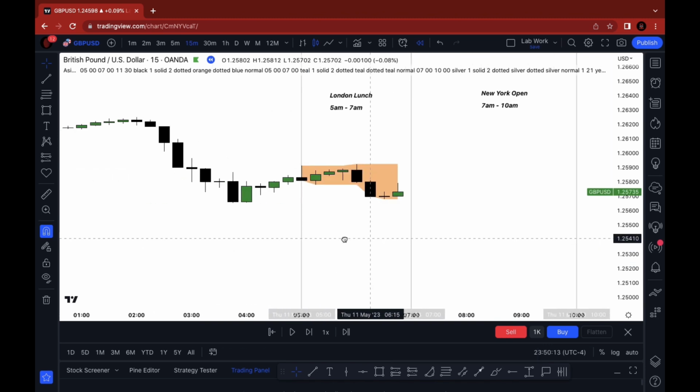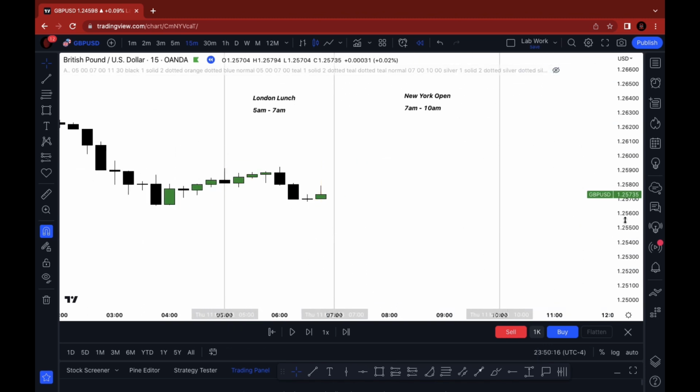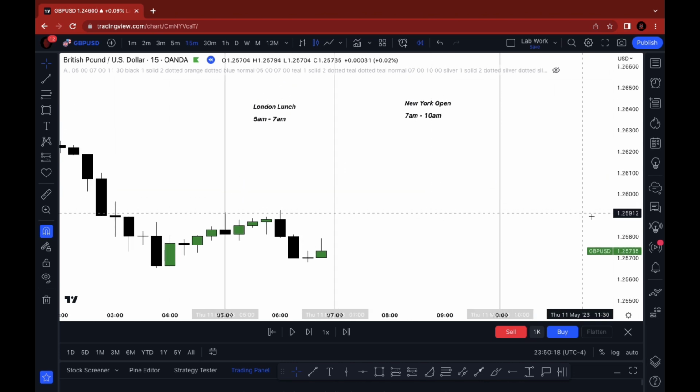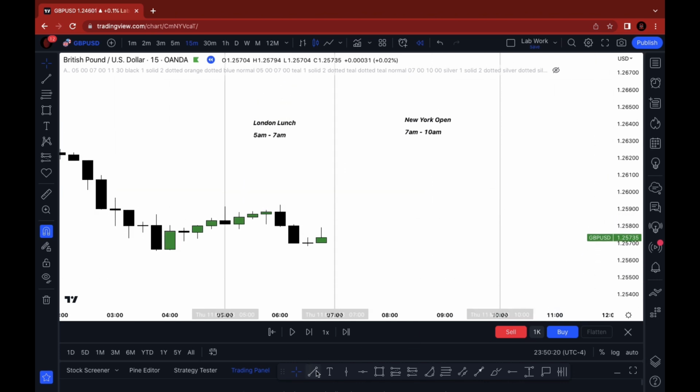So bring it back just prior to 7 a.m. opening price or New York open. And how we find our buy side and sell side is very straightforward. We're looking for the unbroken swing highs and unbroken swing lows. So this is a swing high formation.